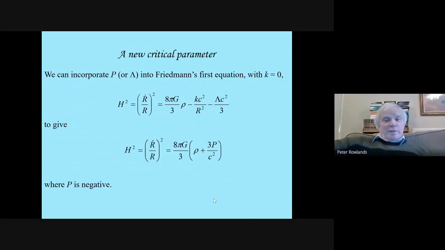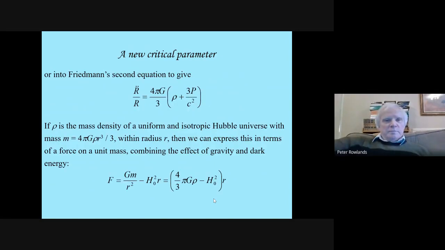And we can incorporate the p or the lambda into Friedmann's first equation and again make the curvature 0. That will give us the second equation down there with rho plus 3p over c squared, and this time p is negative. Or into the second equation to give us an acceleration over a distance equals 4 pi G over 3 times rho plus 3p over c squared. So if we take the uniform and isotropic Hubble universe as the first approximation with mass 4 pi G rho r cubed over 3 as usual within the radius r, then we can interestingly express this in terms of force on a unit mass, which combines the effect of gravity inwards and dark energy outwards. And we get the equation down below.